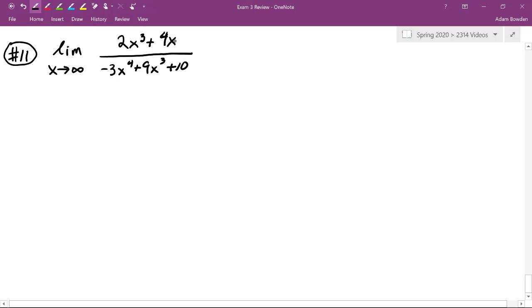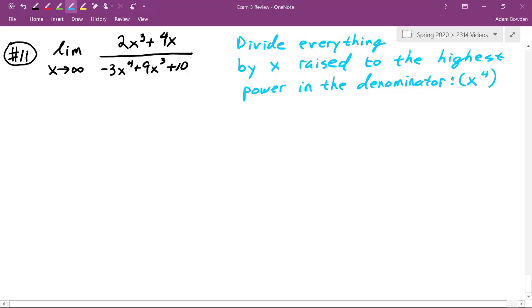Now here's another one with limit as x goes to infinity, but this one's a little bit different because we have a numerator and a denominator. The key trick on one like this is to divide everything by the largest power of x, or I should say by x raised to the highest power in the denominator. So how would that look? Well, in this case, x is raised to the 4th power in the denominator. So what I'm going to do is start with this limit, but then take each term in my function and divide it by x to the 4th.